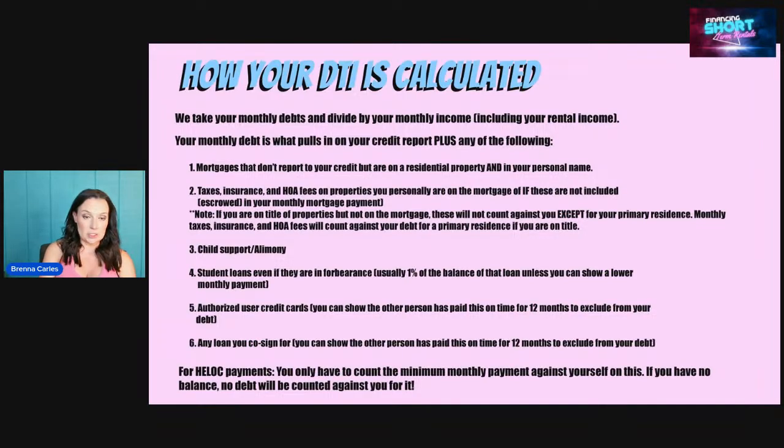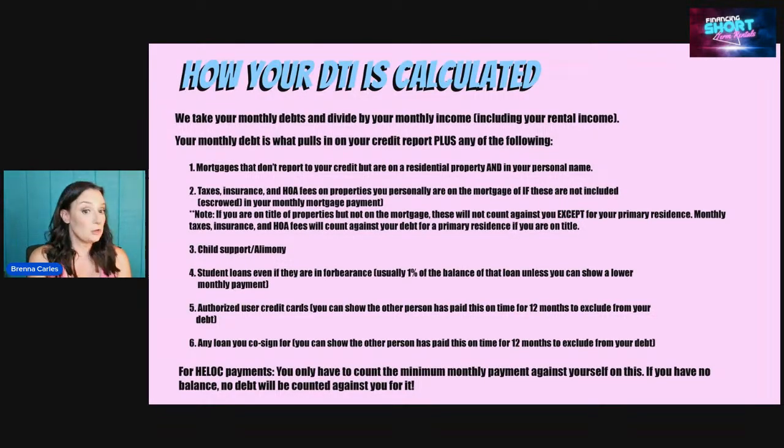That's how your debt-to-income ratio is calculated. So we went through all the major income types. I'm not going to bore you with things like oil royalties and farm income on a Schedule F. It's all relatively the same for self-employed income. But how your debt-to-income ratio is calculated: we take your monthly debts and divide by your monthly income, including your rental income that we add in from your Schedule E. Your monthly debt is what pulls in on your credit report plus any of the following.